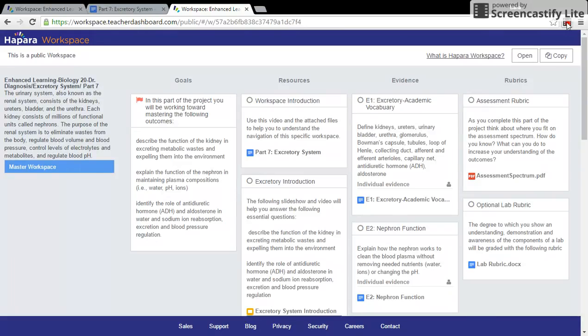And you're probably getting to that point now where you're starting to think, how am I going to put this all together? How am I going to put my final product together? So make sure you check out that workspace introduction video on final product before you really get too deep.